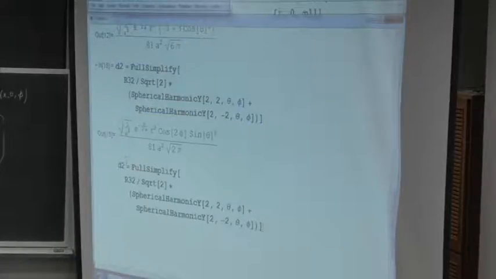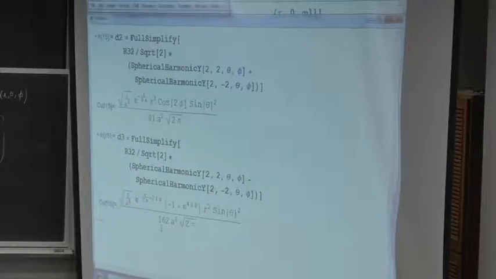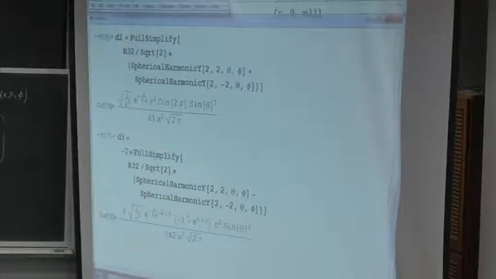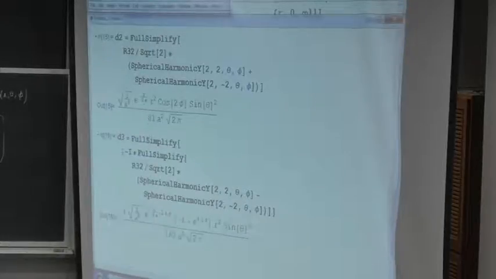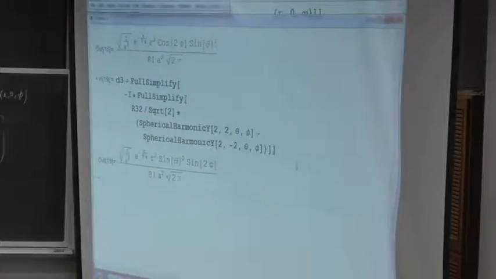My D3 is defined as, I take the negative of this, R32, so I multiply this with minus iota. Let's simplify this. Okay, so now I get the real function D3, the third d orbital, and I consider the crystal field Hamiltonian.